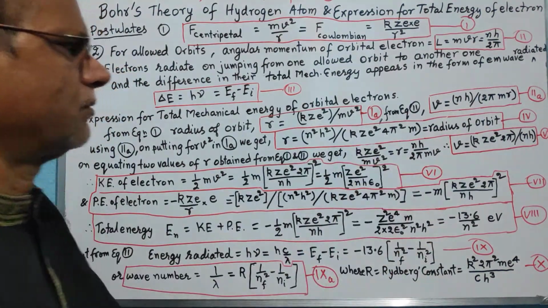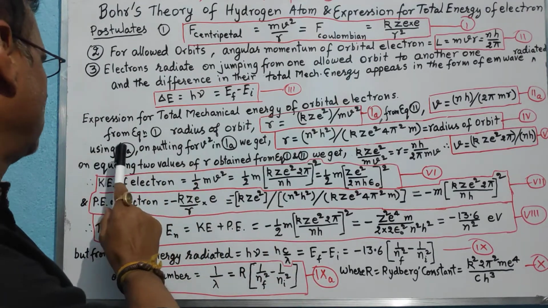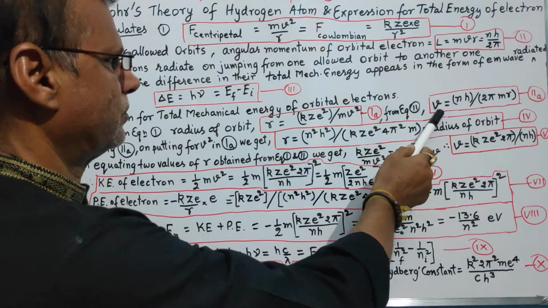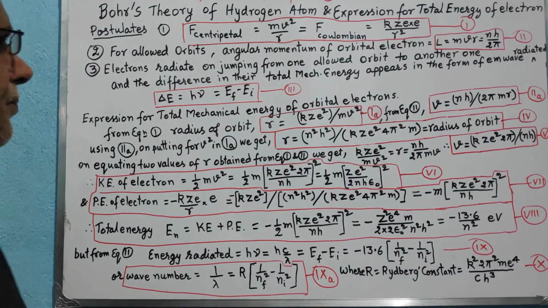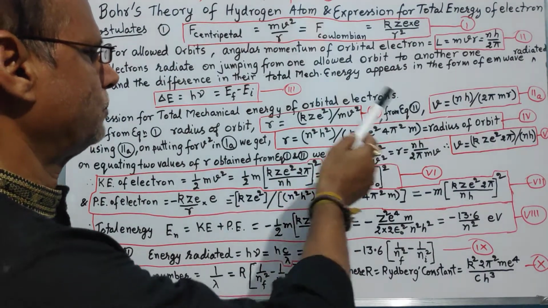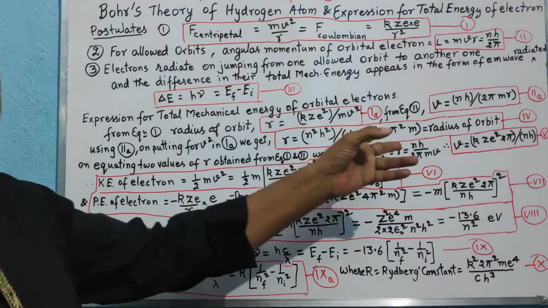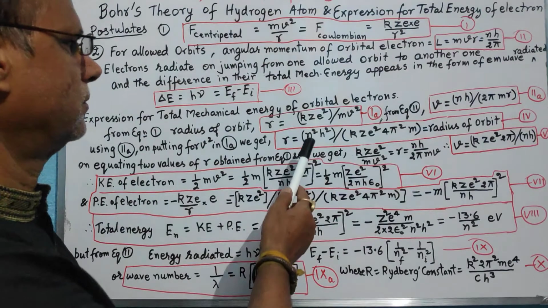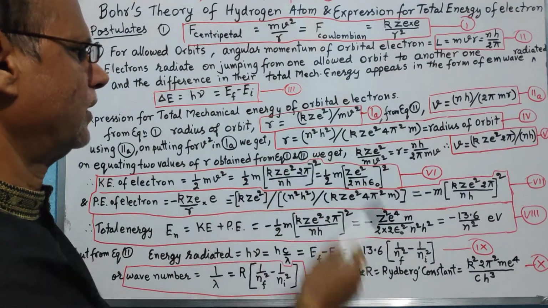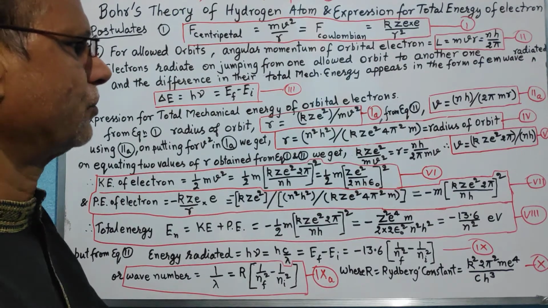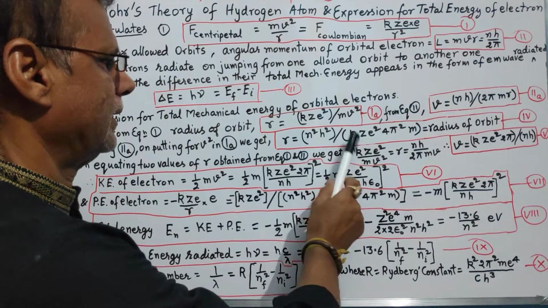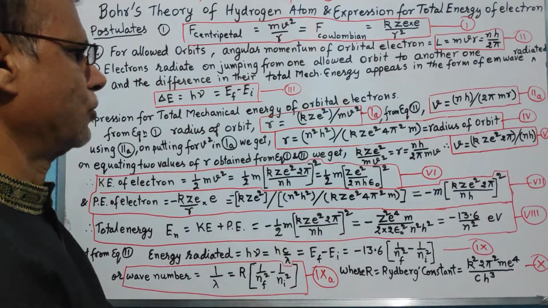We call these equations 1a and 2a, and using 2a, on putting the value of v square in equation 1a, what you get is the radius of the orbit in terms other than the speed of the electrons revolving around the nucleus. So we have eliminated v by putting the value of v in terms of r. We got radius r equal to n square h square upon (kZe square 4 pi square m), where m is the mass of the electron, e is the electronic charge, Z is the atomic number, k is Coulomb's constant, and h is Planck's constant.